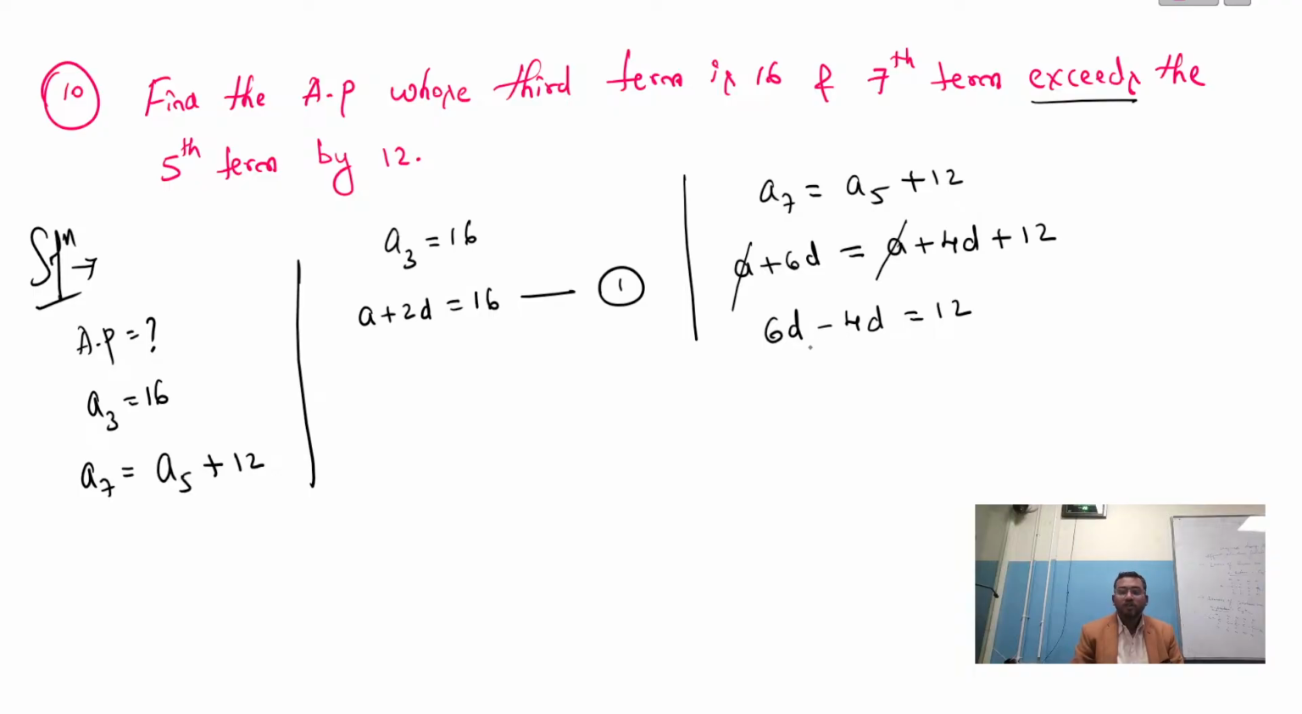6 and 4. These both go with the table called 2. Right? These both are the multiples of 2. So 2 is common.